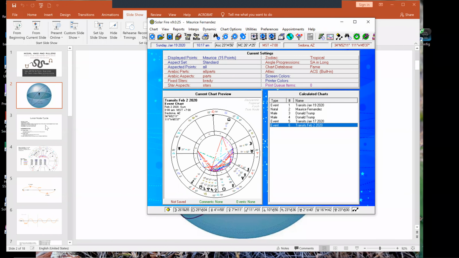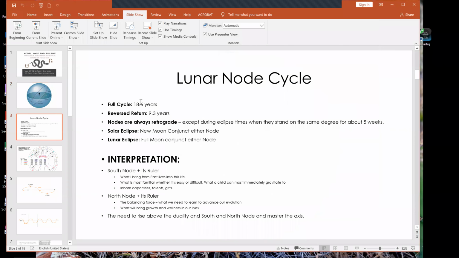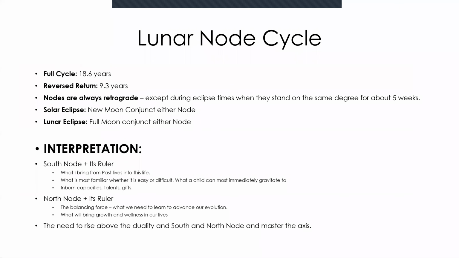So back to our data here. The full cycle of the node is about 18 and a half years. They come back in a reversed order every 9.3 years. Solar eclipse, lunar eclipse, we talked about that. Now, interpretation. When you want to understand the nodes, you don't only look at their placement by house and sign, you have to look at the ruler, because you're going to have a radically different story.